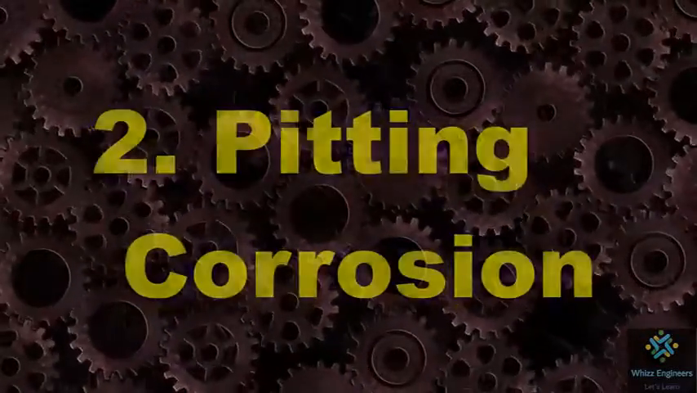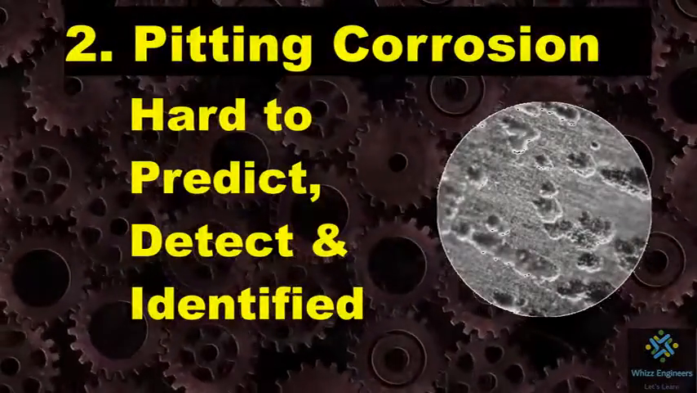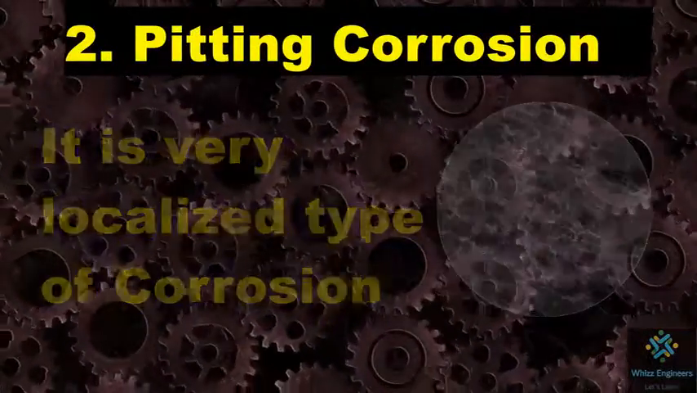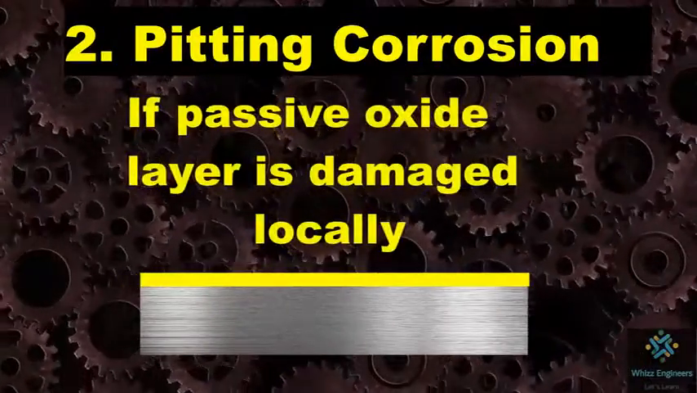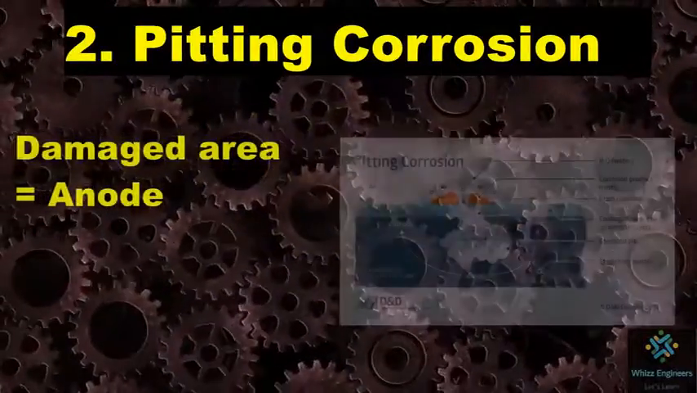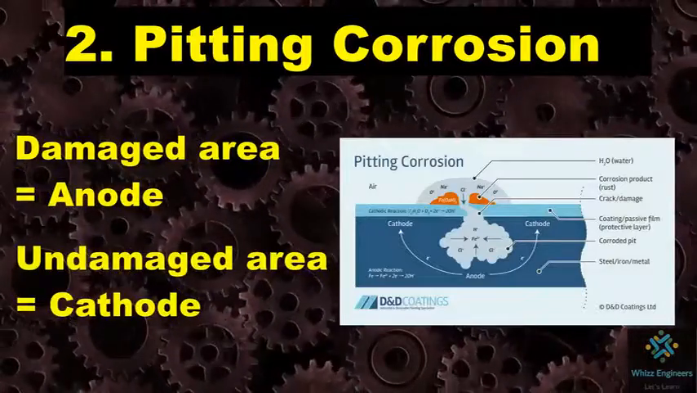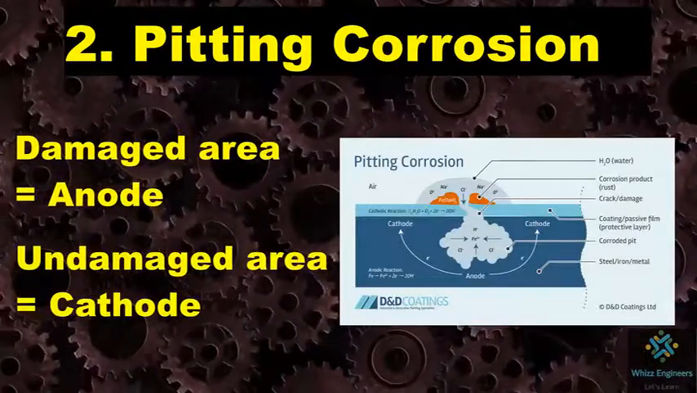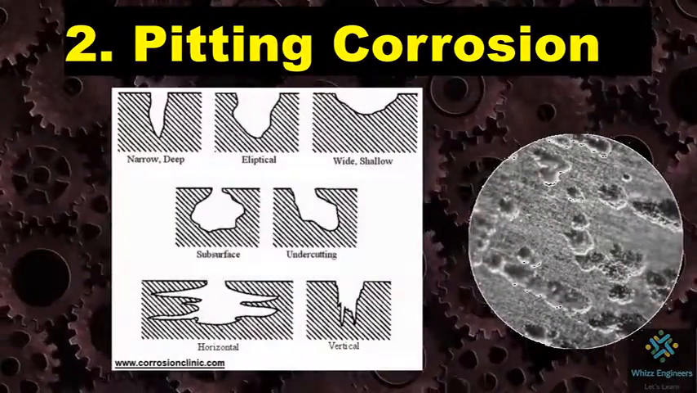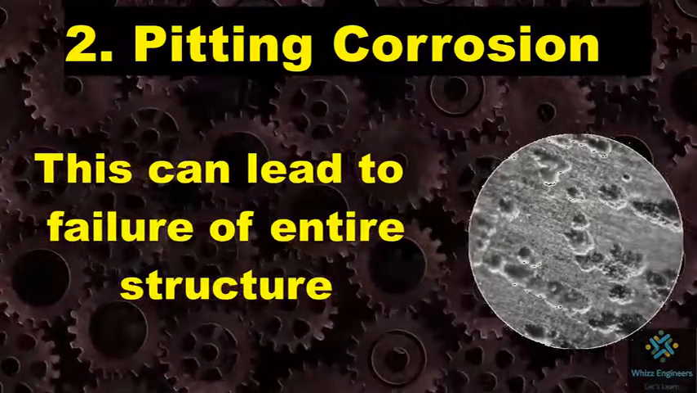Now the second one is pitting corrosion. This is one of the most dangerous types of corrosion, as it can be very hard to predict, detect and identify. This corrosion is highly localized. If the passive chromium oxide layer on the SS surface is damaged locally, pitting corrosion can initiate from that location, as the small damaged area will act as anode and the undamaged protective layer will act as cathode. Then the corrosion rate will be very high and a small pit will be formed. Corrosion pits most commonly travel downwards, as they cannot be identified easily. That can lead to failure of the whole structure.